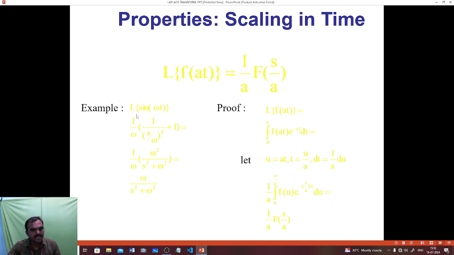So example, L of sin omega t. Here the omega t coefficient is omega, which is a constant; compared to this formula, a equals omega. So 1 by omega, 1 by (s by omega) the whole square plus 1. That value is equal to 1 by omega. So here the square, and take the LCM, s square by omega square. Take the reciprocal, we get omega square plus s square. So 1 by omega square by s square plus omega square. So one omega is cancelled. We get omega by s square plus omega square.